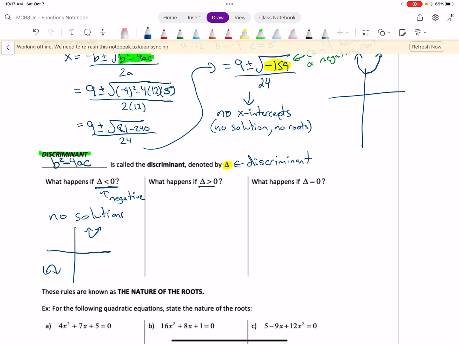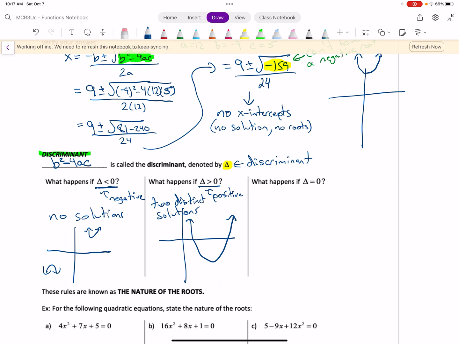Also, you can have this where it's above 0 or positive. So any positive answer, if you were to try to get b squared minus 4ac and sub some values in, if that's the case, then you get two possible answers. So you get two, what we say is distinct solutions.